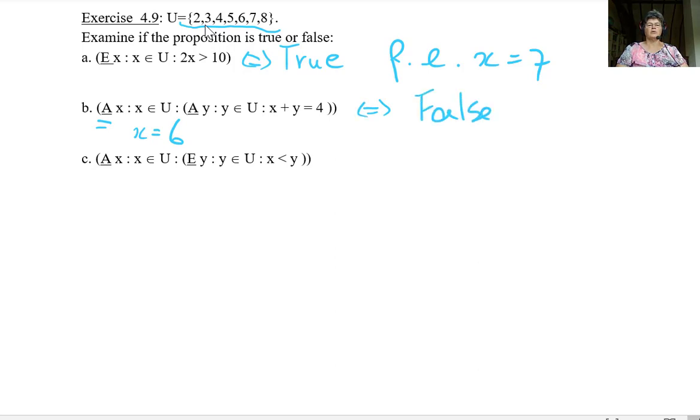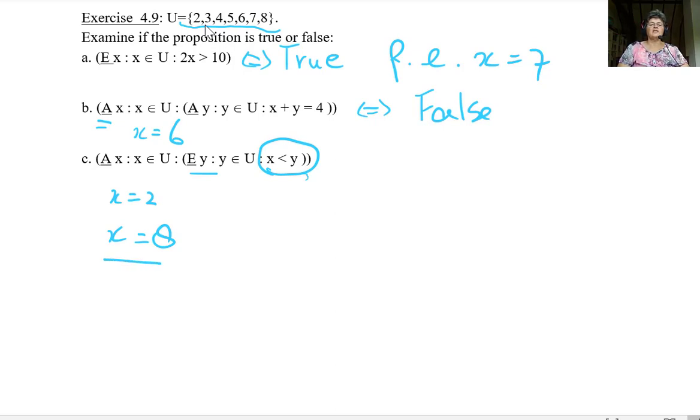One counterexample applies. Last one. For all elements coming from the universe, there is an element coming from that universe such that x is smaller than y. That's more tricky, because now if I look, for instance, at x being 2, yes, then we can find a y from the universe in such a way that 2 is smaller than y. And so the critical part here is the smaller than. So let's try 8. That's the largest one possible.